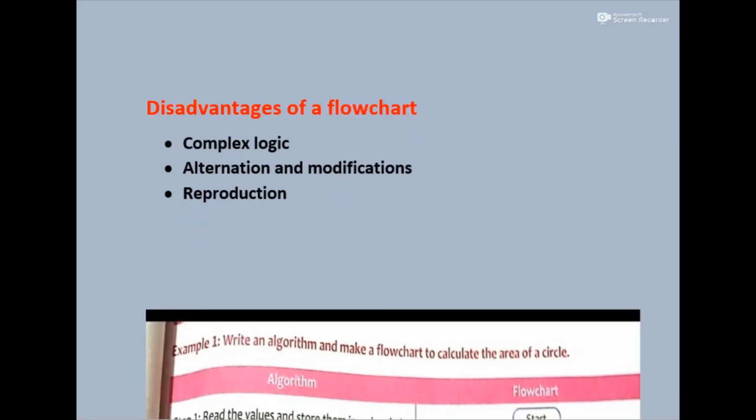The next disadvantage of a flowchart is reproduction, that is, to make a duplicate copy. We cannot type the symbols of a flowchart. So that means reproduction, or making a duplicate copy of a flowchart, becomes a problem. So these are some disadvantages of a flowchart.